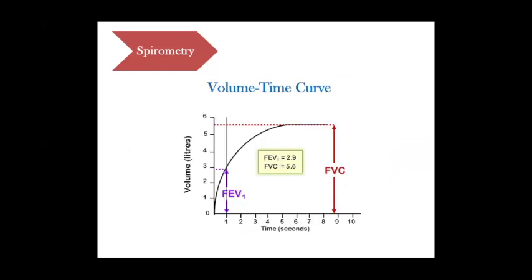For the volume time curve, the volume is on the vertical axis in liters, plotted against time on the horizontal axis in seconds. What's in front of you is only the exhalation part. The beginning of the test, where the patient maintains a stable breathing pattern and breathes normally, is not illustrated here. We illustrate only the expiratory part of the test.